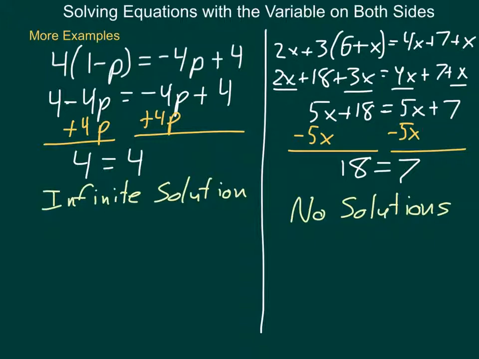When we have no solutions, we have the same coefficient on the variables, but we have different constants. So you should be able to identify those before you get going too far, simply by looking at what's the coefficient and then what's the constant. Coefficients are the same, constants are the same, infinite solutions. Coefficients are the same, constants are different, you have no solutions.